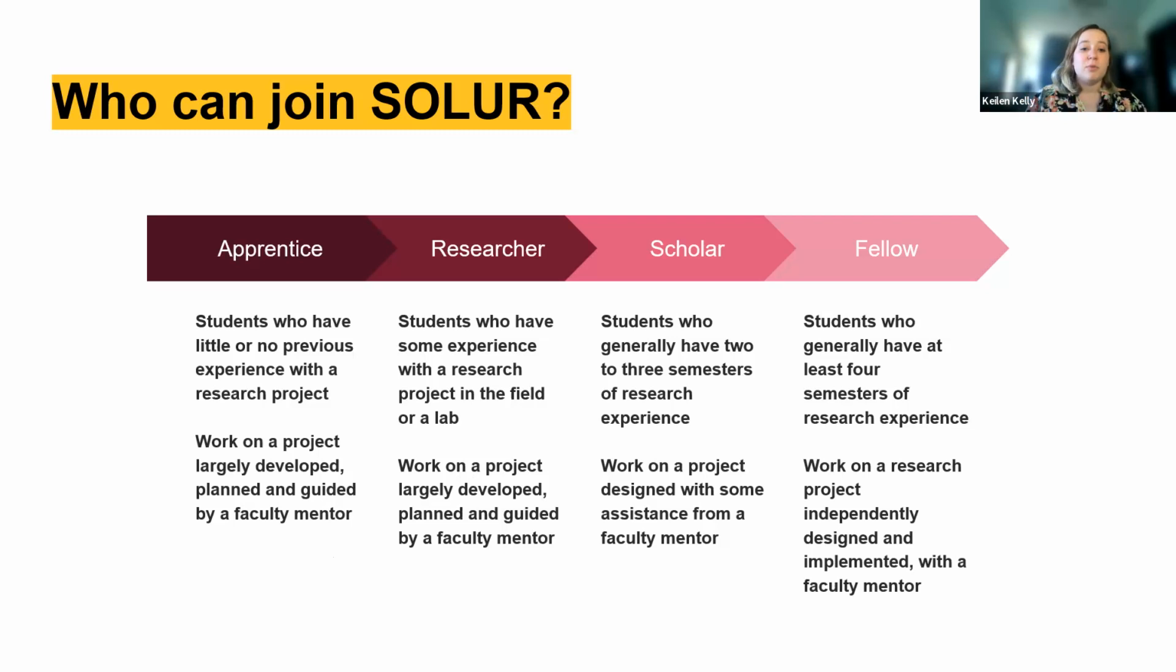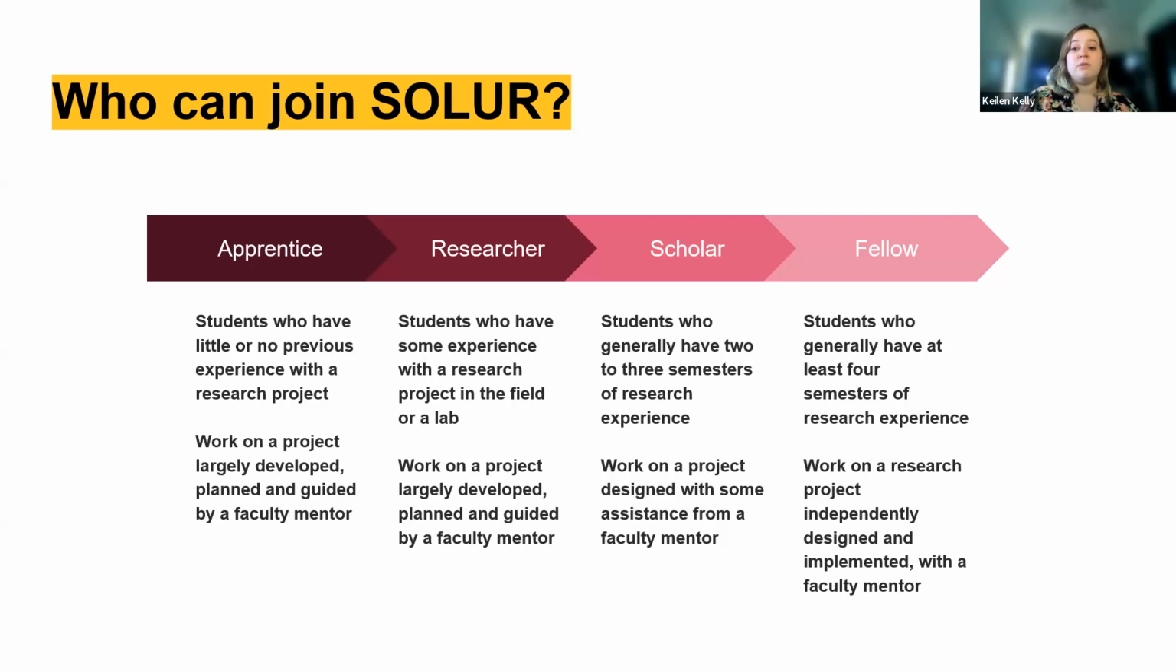As students gain a little bit more experience, they can apply to become the researcher level. So they're a little more free in their activity, a little more experienced. Then once you have 2 or 3 semesters of experience under your belt, you're feeling pretty confident in the lab, you can go and apply for the scholar level. And starting at the scholar level, you can be eligible for a stipend, that small financial assistance.